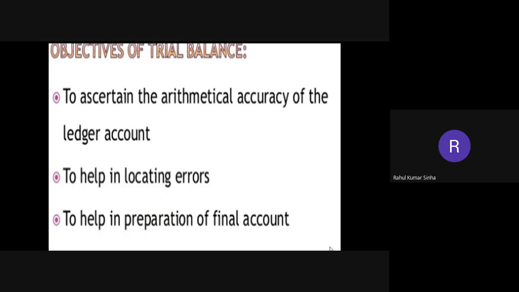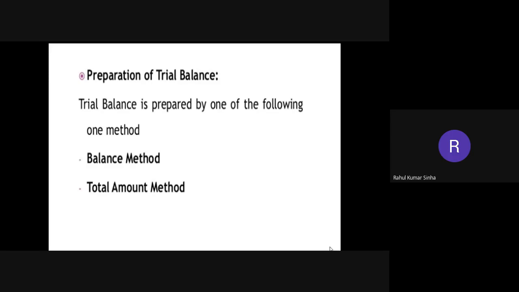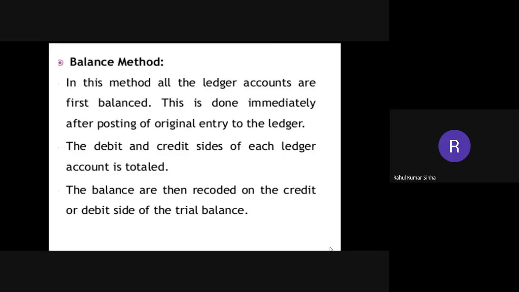It means for every debit we are making a credit, so the total of the debit should match the total of credit. Once the total of the debit is not matching the total of credit, we can locate the errors. And the third and most important objective of the trial balance is to prepare the final account. As you saw, there are two methods, the balance method and the total amount method. You can follow either method to prepare the trial balance.